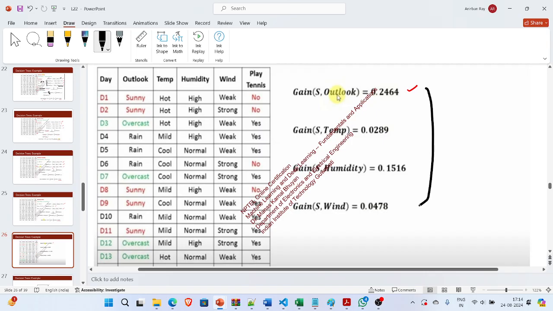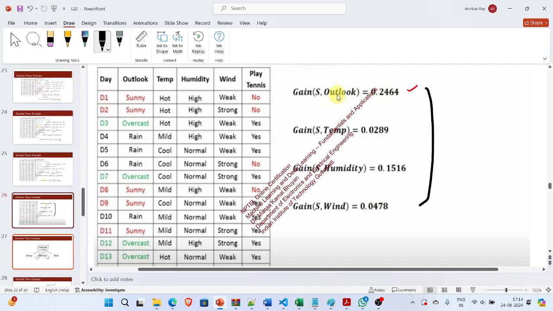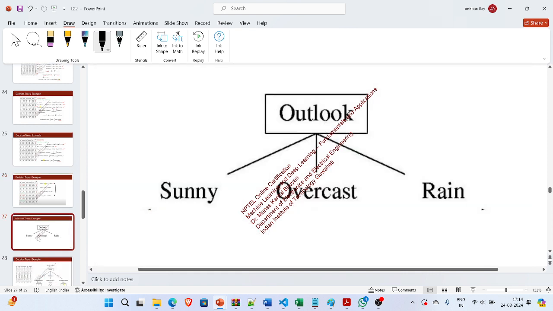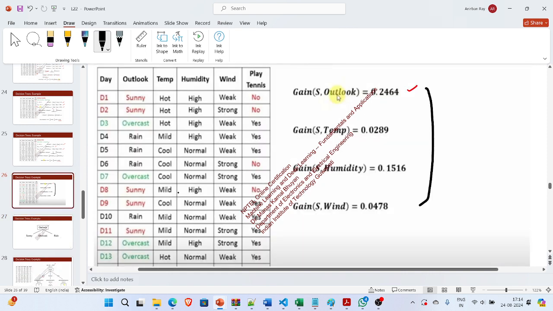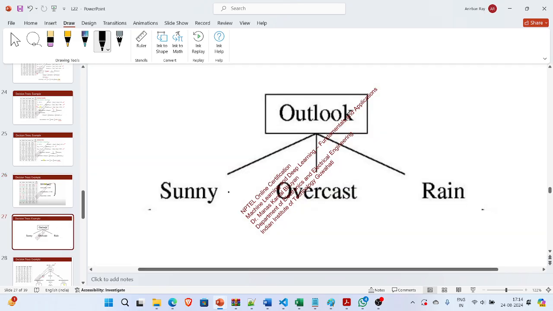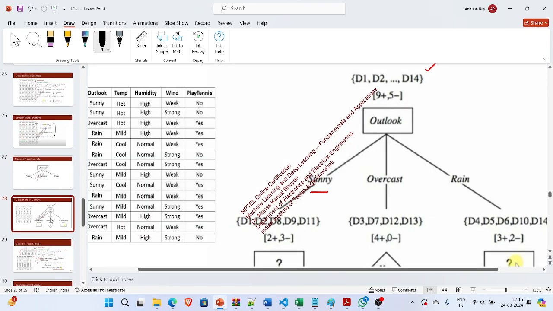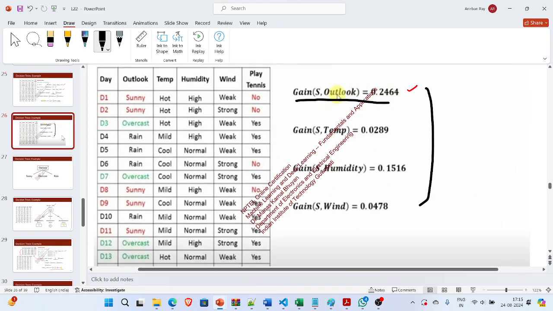So how does it help us? As I said, this will help us decide which one to take first. As you can see, outlook has the highest information gain. So you take outlook, and there are three sub-classifications: sunny, overcast, rain. Next most important is humidity.